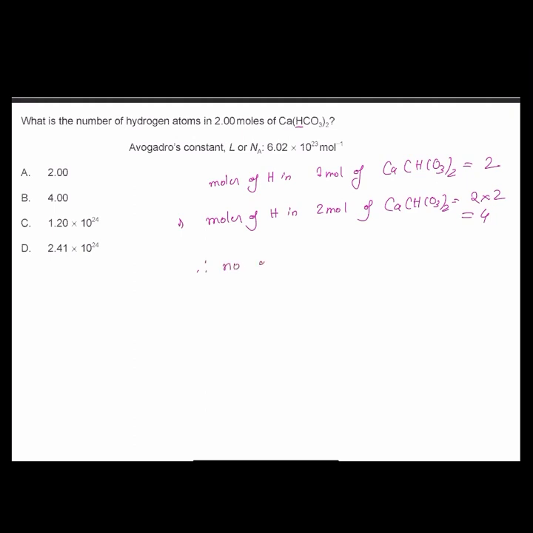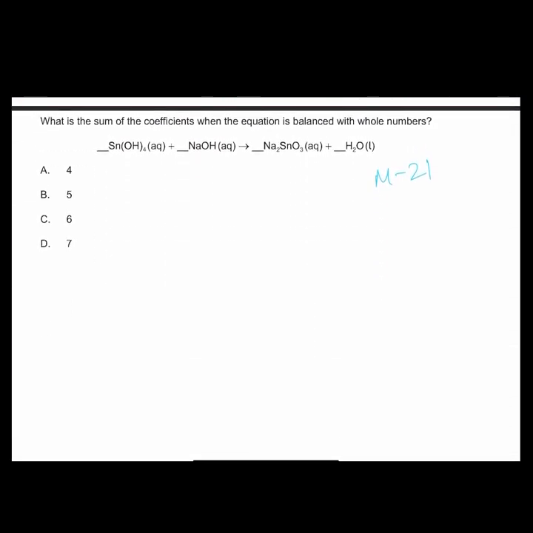So number of atoms of hydrogen would be 4 times 6.02 times 10 to the power 23. So it will be approximately 2.41 times 10 to the power 24. So with that, I can say option D is the correct answer to this question. Yeah. Moving on to the next one.